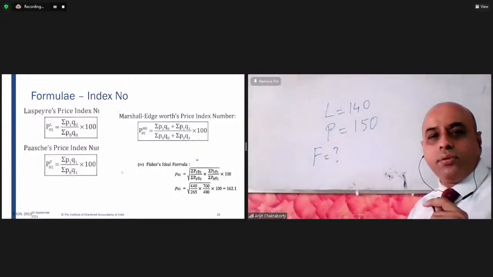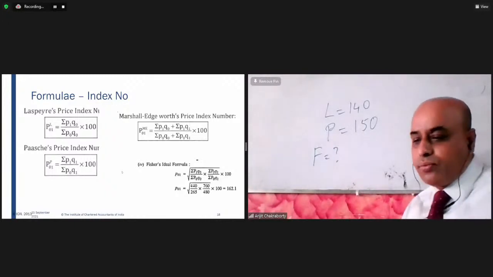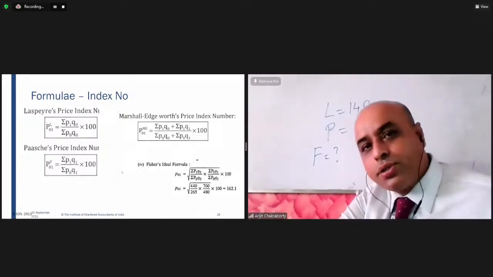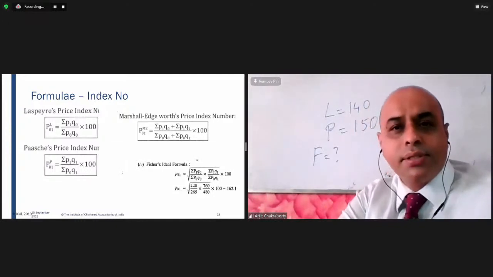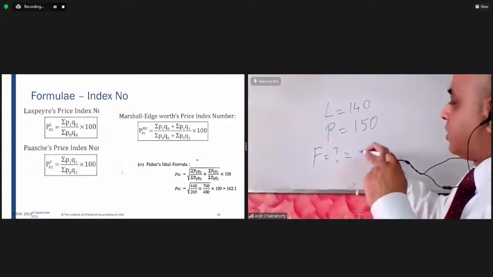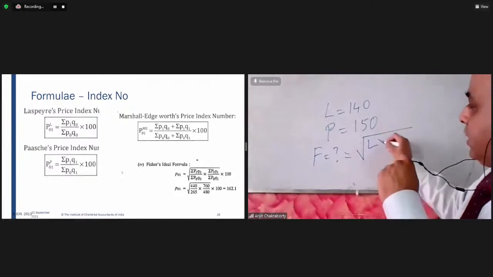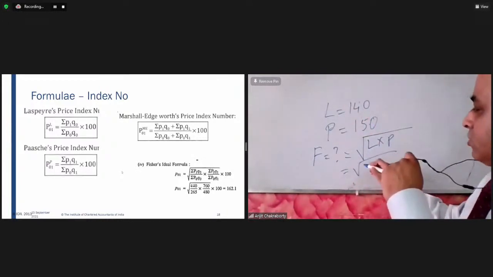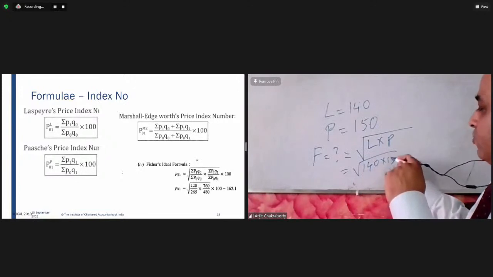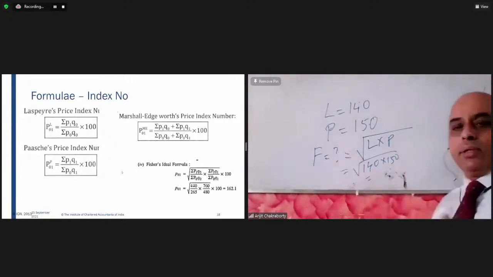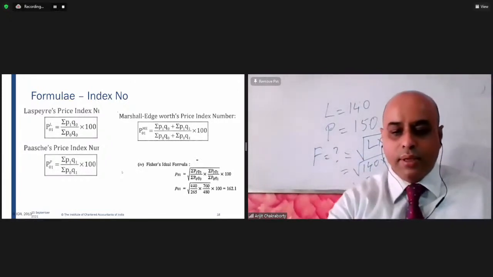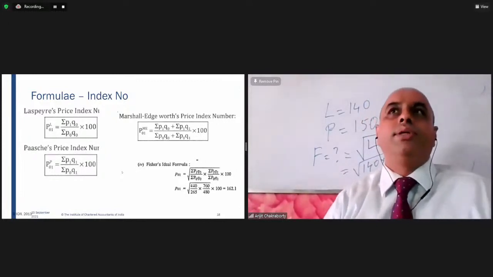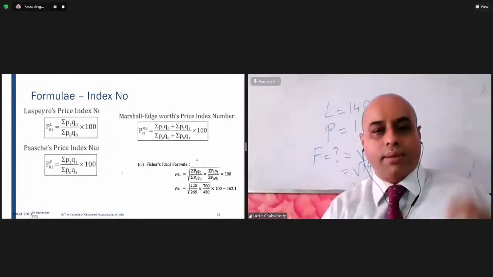Okay, so therefore we can easily apply the formula for Fisher's index, which means that we have to take a geometric mean. That means Fisher's index is equal to the square root of L into P. So 140 into 150. If you can find the square root of 140 into 150, whatever comes will be the Fisher's index. So these are the four basic index numbers which we have to consider in this chapter.